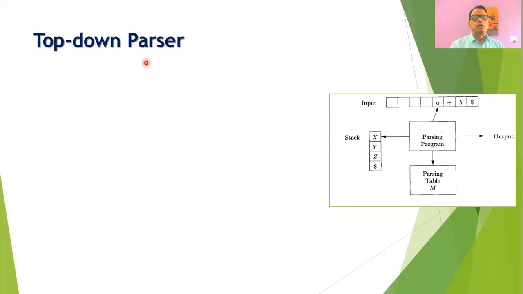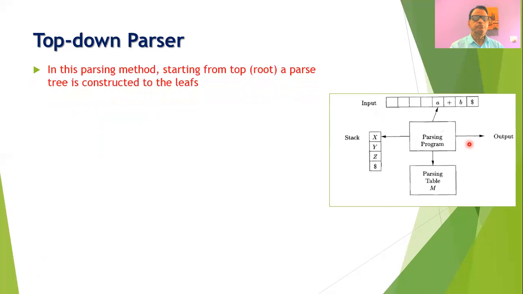Now let us start with what we mean by the top-down parser. The top-down parser basically consists of an input buffer where we can store the input sequence of tokens. It consists of a stack memory, a parsing program, and a parsing table. And then there will be an output in the form of the parse tree.